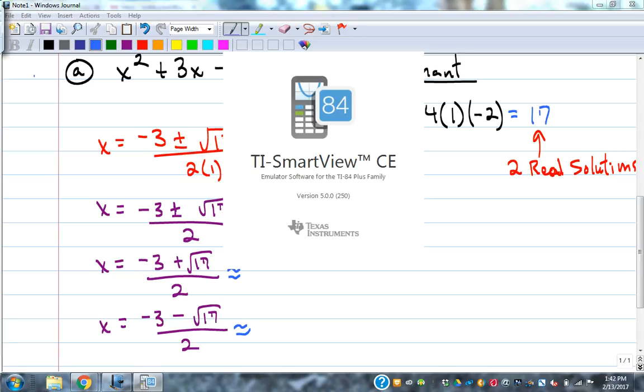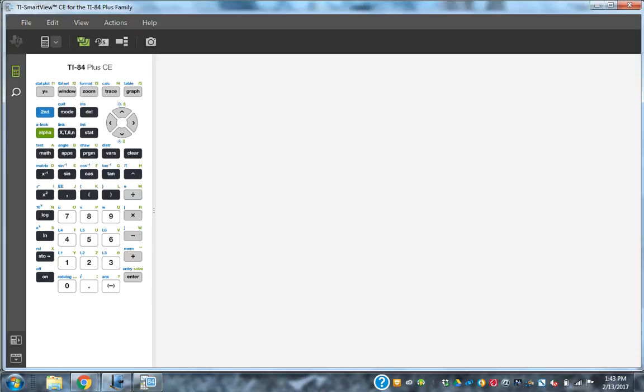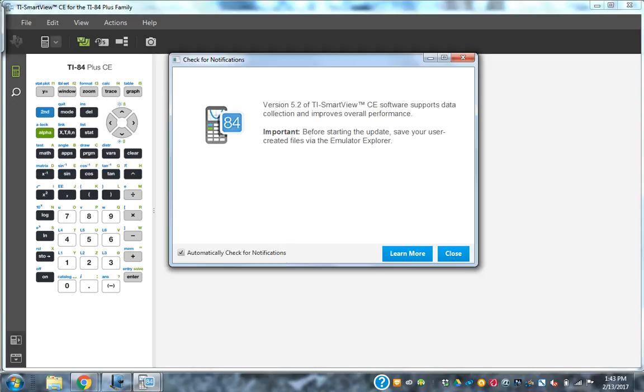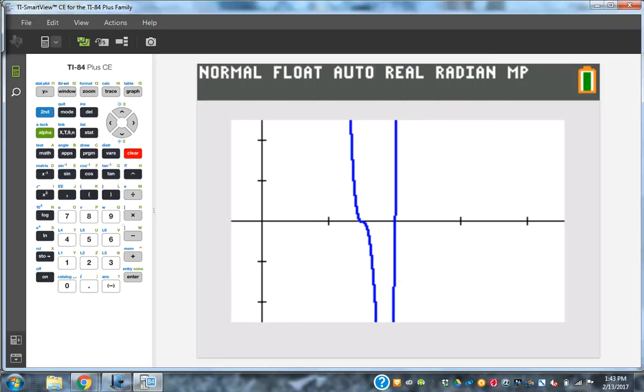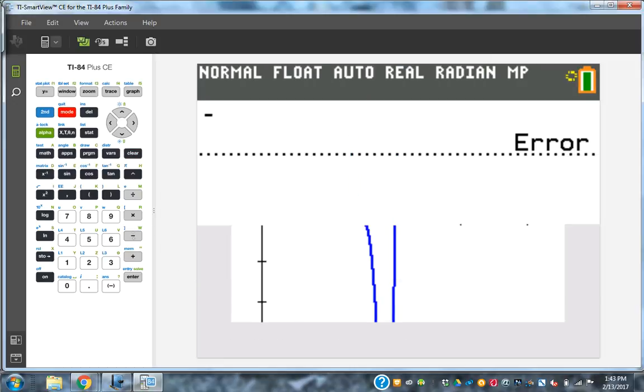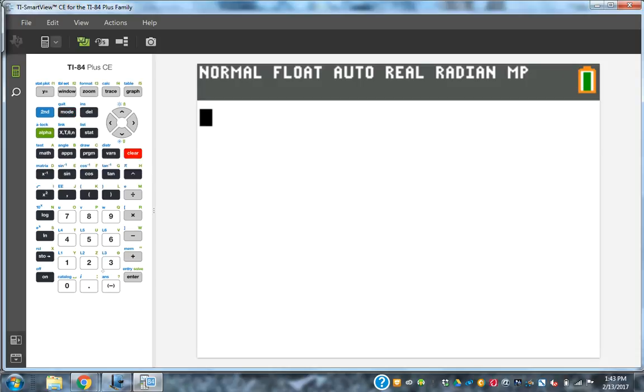I'll open my calculator here. Work that out. So -3 plus the square root of 17, and then divide that answer by 2. And how you do that in your calculator is totally up to you. I'm going to do -3 plus the square root of 17. To get the square root with the graphing calculator, you hit the second and then the x squared button.